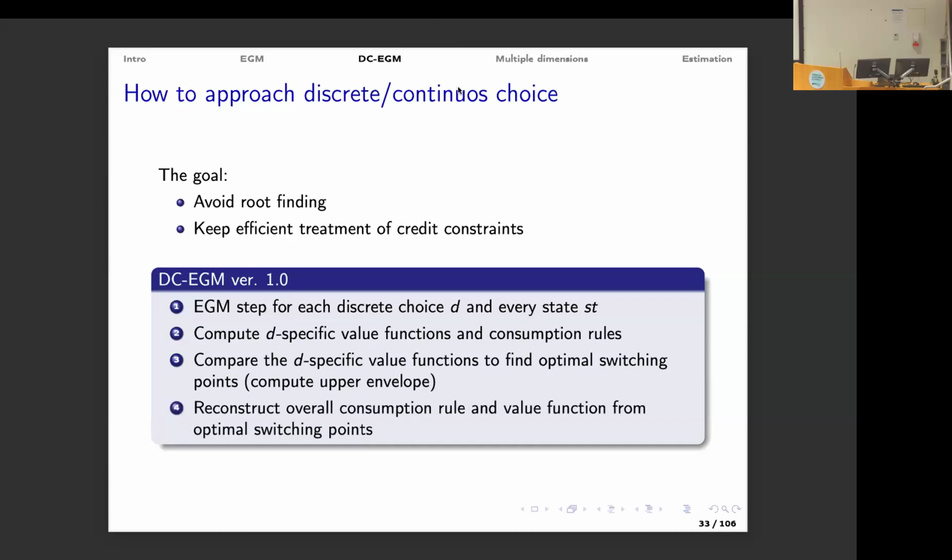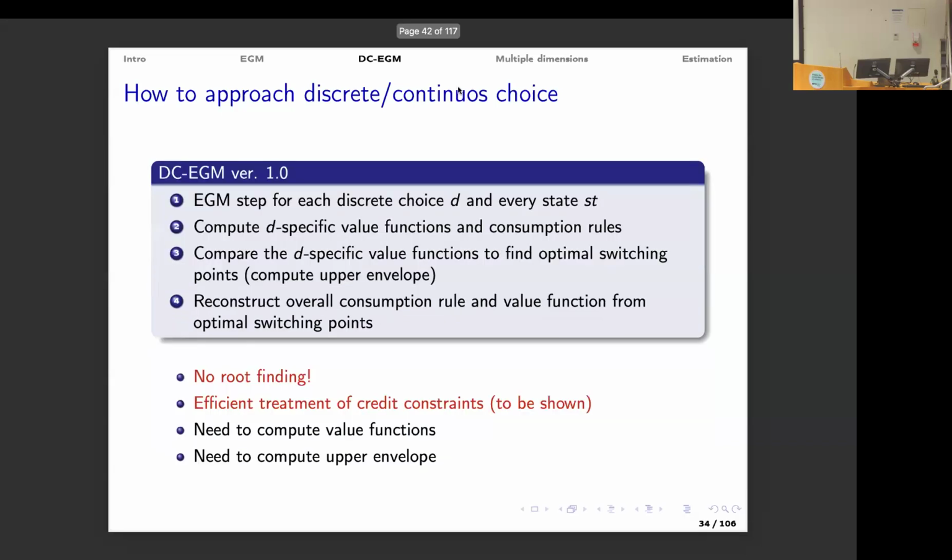But then to each of these choice-specific value functions, there will be its own consumption rule associated with it. And so then we have to also combine these different segments of the policy function and put them together into a single policy function. And that kind of tells you where these discontinuities are actually coming from. Okay, no root finding, right? We're not solving equations anywhere. Efficient treatment, we'll get to that. Needs to compute value functions, so there's going to be more work to be done, although this is not a very big additional work. But then we also need to compute the upper envelope. That's a little bit more tricky.